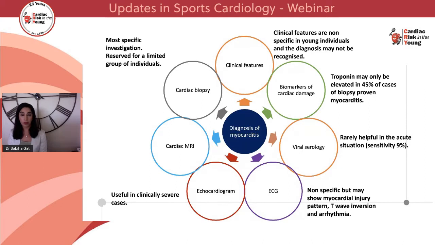Myocardial biopsy is probably your most specific investigation, but is reserved for a limited group of individuals. And as I will go on to show you, cardiac MR is your most useful investigation and informs decisions.